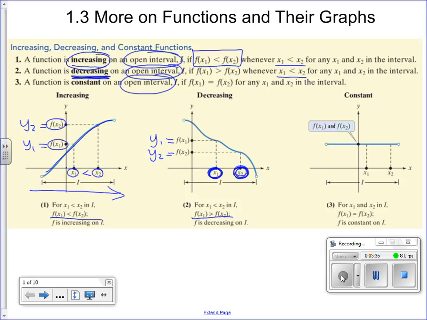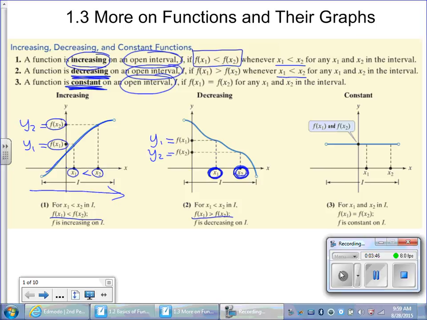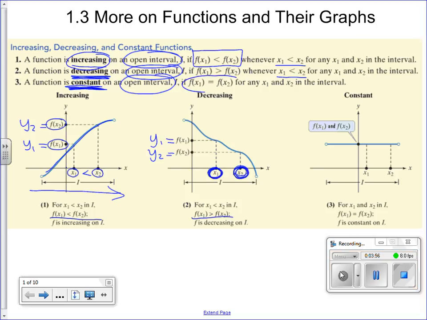All right, we have one more, and that will be constant. Going back to constant, we have, again, an open interval. And here what we're going to say is that the y values, or the function values, are equal. Now here, instead of saying x sub 1 is less than x sub 2 or anything like that, we're just saying that x sub 1 and x sub 2 could be any two numbers in the interval.